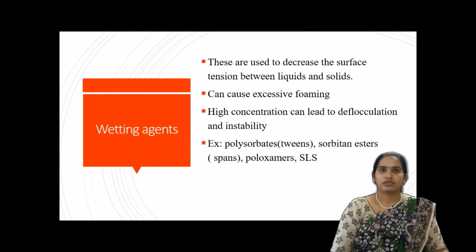Next, wetting agents. Wetting agents are used to decrease the surface tension between liquids and solids. By decreasing the surface tension, these may cause excessive foaming, and if these wetting agents are used in high concentration, they may lead to deflocculation and instability due to the sedimentation of solid particles. Examples of wetting agents used in pharmaceutical aerosols are polysorbates (Tweens), sorbitan esters (Spans), poloxamers, and sodium lauryl sulfate.